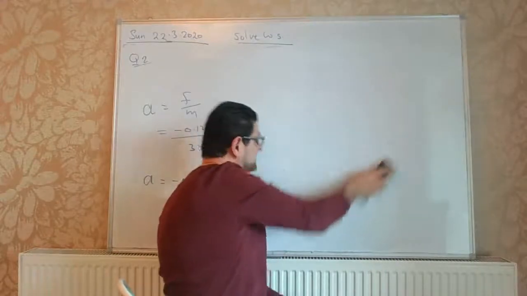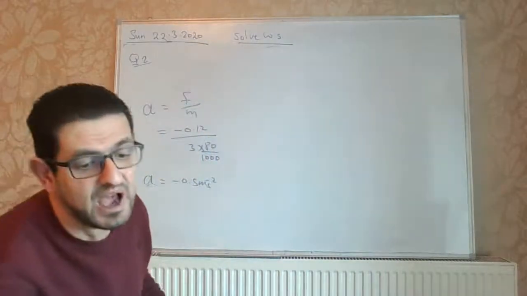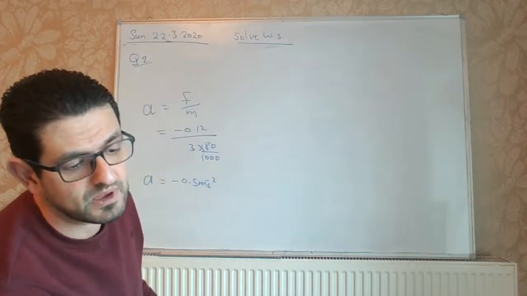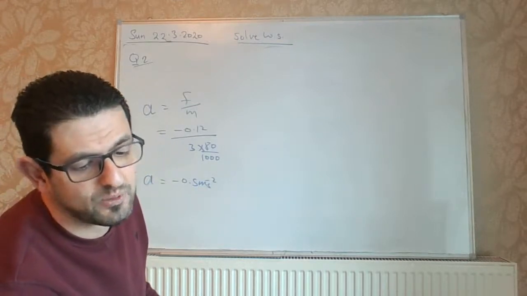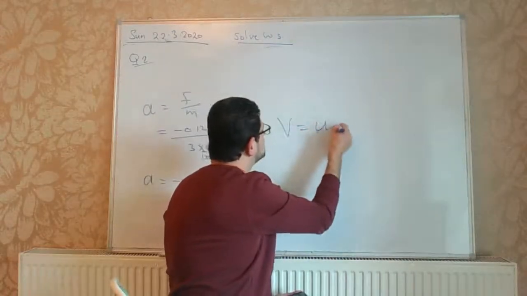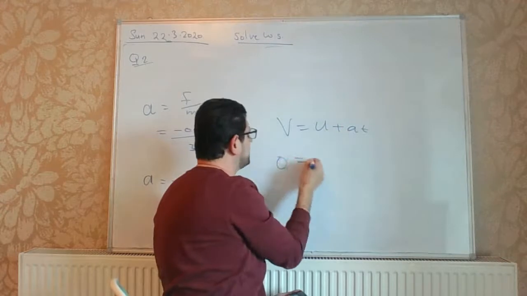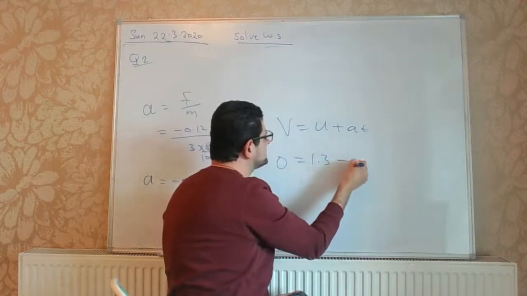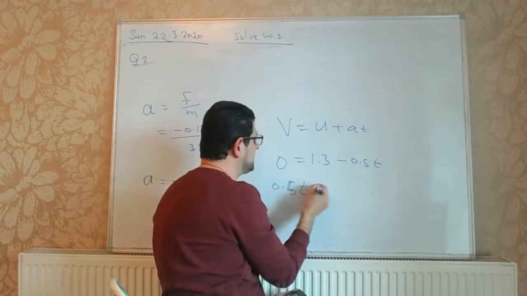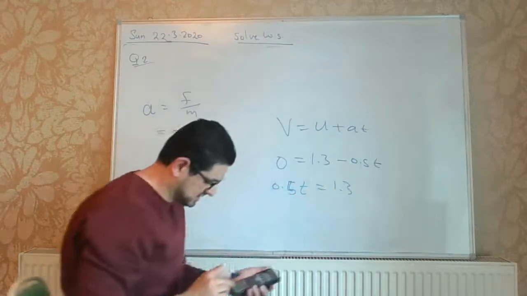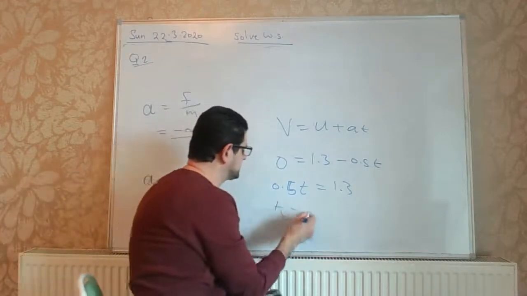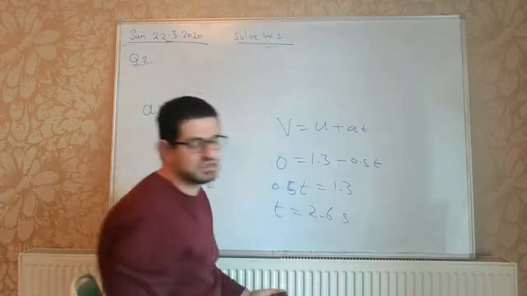What does he want? Calculate the time. How much time? We say V equals U plus at. 0 equals 1.3 minus 0.5 T, so 0.5 T equals 1.3, so time equals 1.3 times 2, which comes out to 2.6 seconds. Is that right?